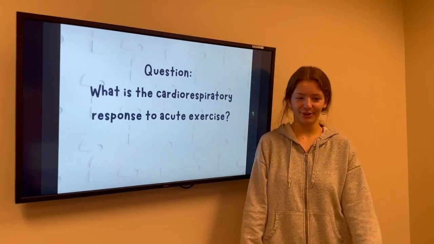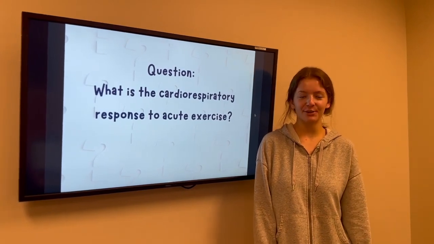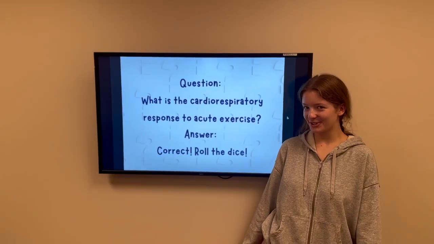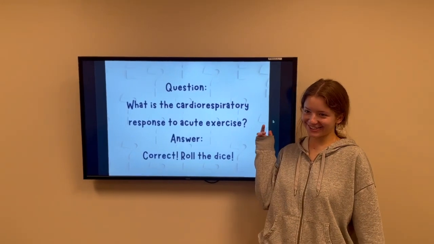Question 10 for Brooklynn. What is the cardiorespiratory response to acute exercise? This response is an increase in breathing even before the muscular contractions, and then during exercise, the respiratory response has a more gradual increase in breathing as the arterial blood becomes more acidic due to having more CO2 and hydrogen. That's correct. You can roll the dice.